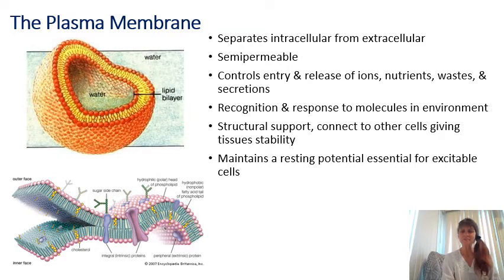All cell membranes or plasma membranes maintain what's known as a resting potential, which is excitable for cells. This resting potential is actually an electrical difference that can be measured, which you can imagine would be really important for neurons to transmit signals, as well as for muscle cells in order to be able to contract. Again, we'll see that very soon.